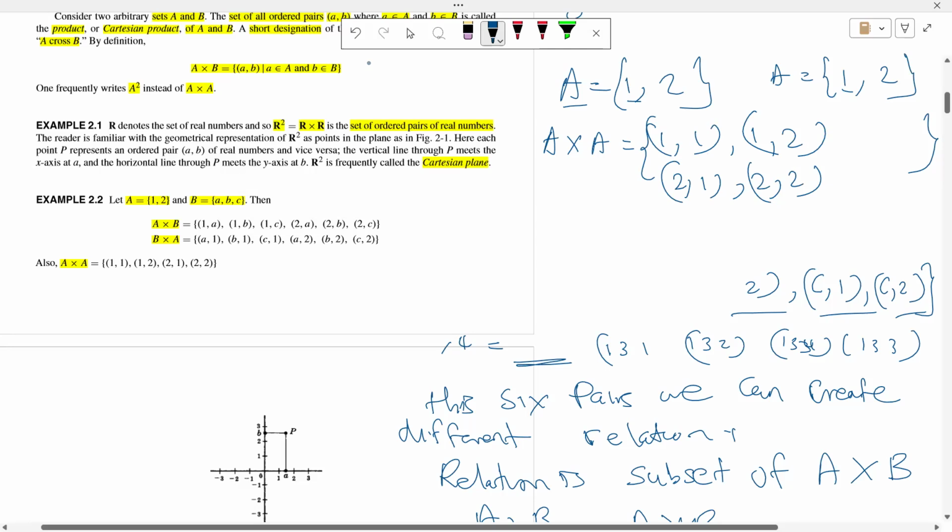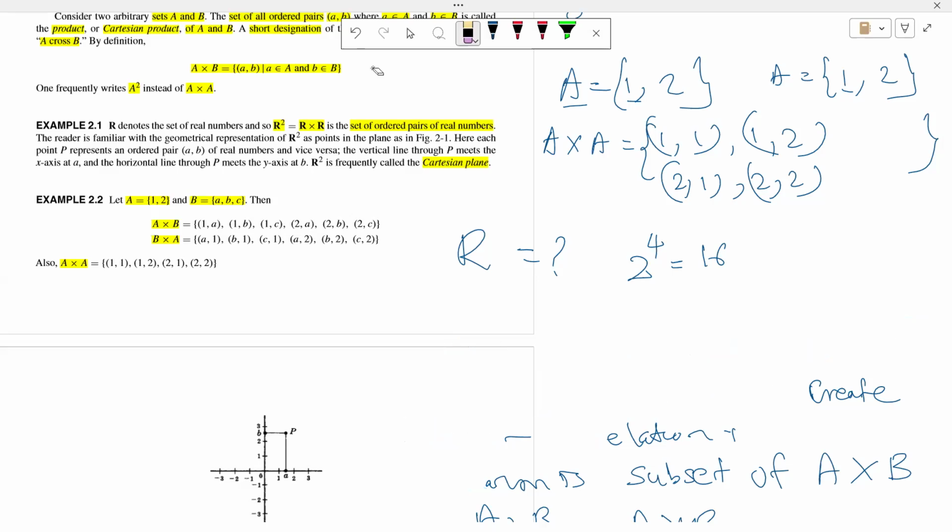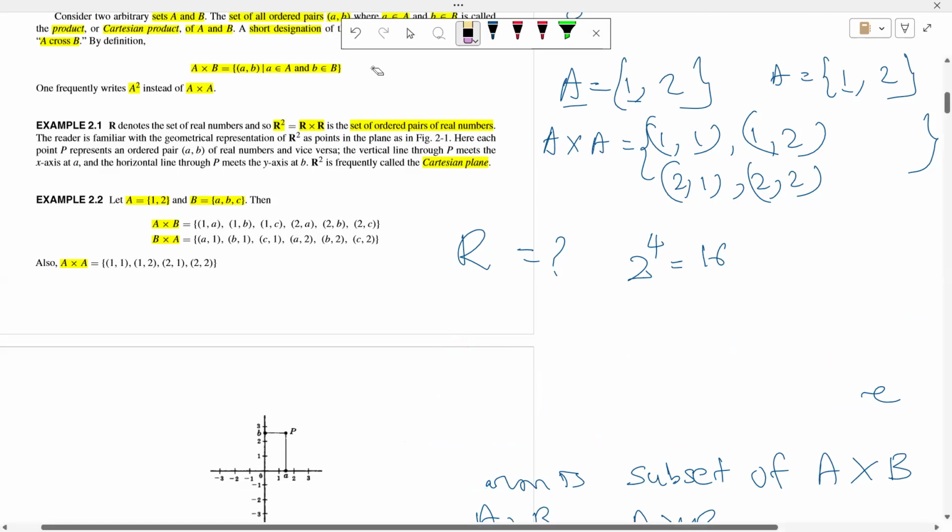So now tell me how many relations I can create. Number of relations, how many? Here there are 4 ordered pairs. So 2 to the power 4 relations, 2 to the power 4 subsets. So 16 subsets. So 16 relations I can write, right? I will write all the 16 relations if possible.